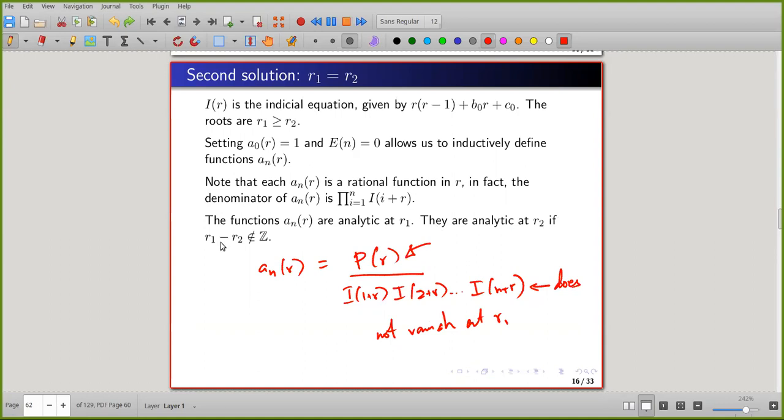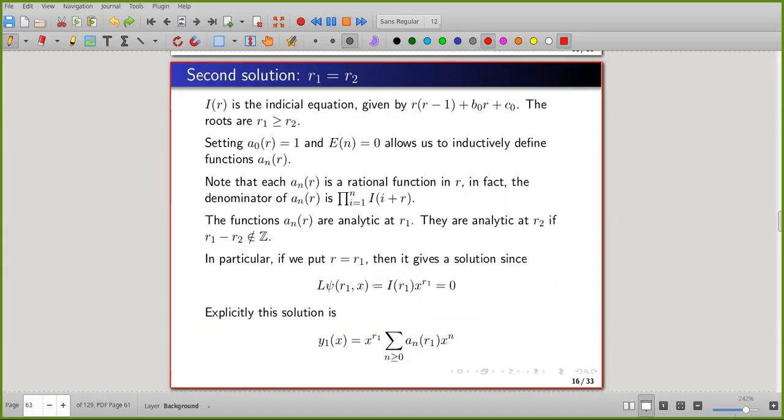Similarly, if r1 minus r2 is not an integer, then the function A_n(r) is also analytic at r2. So that's what I've written. These functions are analytic at r1, and if r1 minus r2 is not an integer, they are analytic also at r2, simply because the A_n(r)'s are a ratio of polynomials and the denominator does not vanish. In particular, if we put r equal to r1, then it gives a solution.